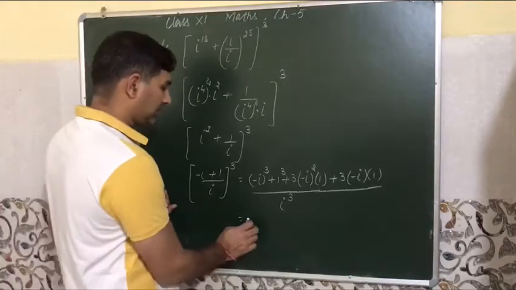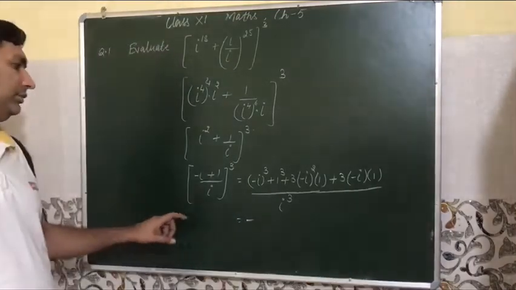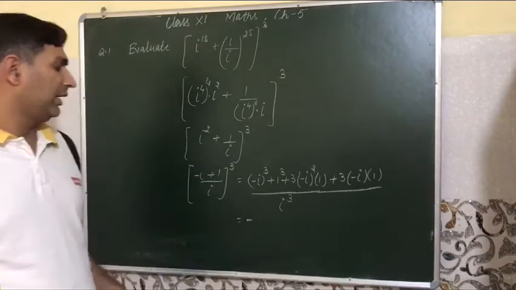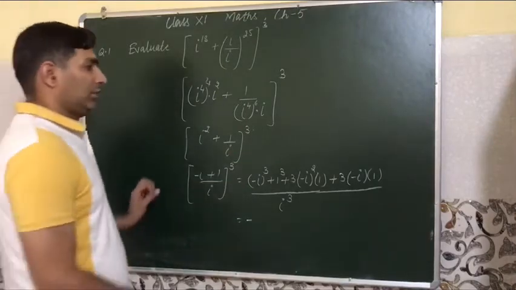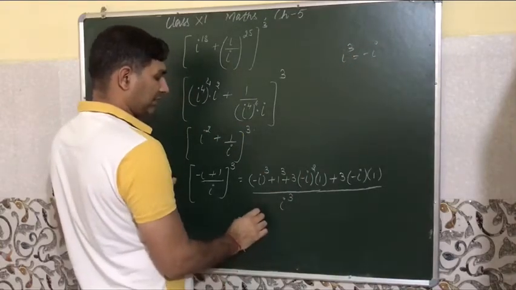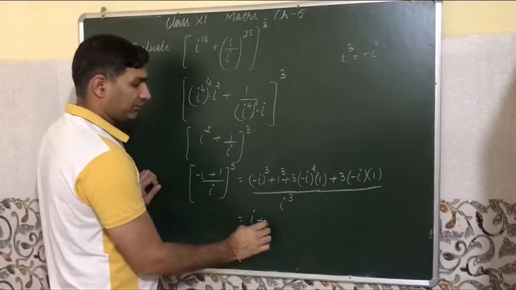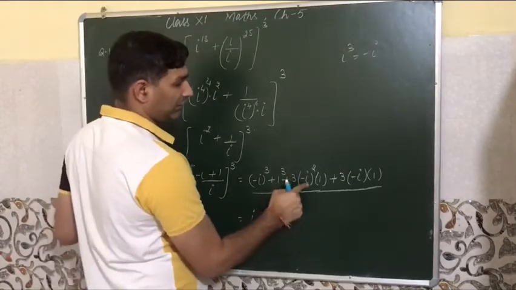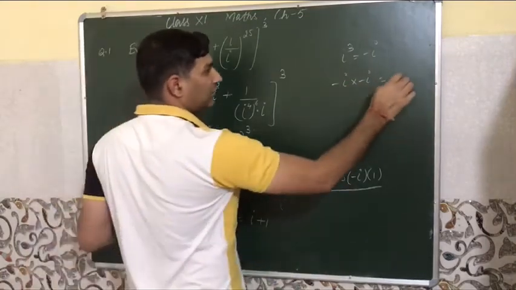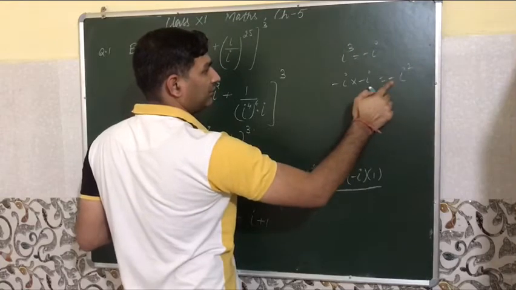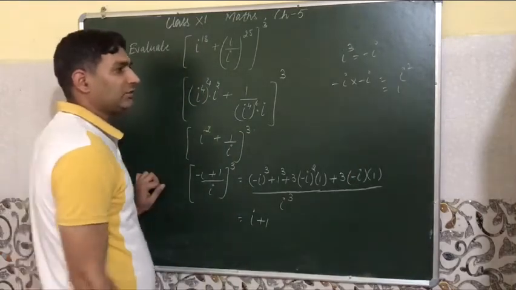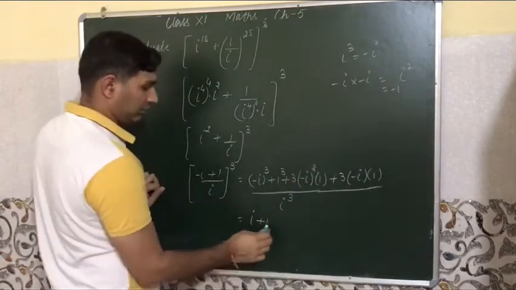Minus iota cube has a minus, so that comes. The minus multiplied 3 times gives minus, and then iota square. The value of iota cube is minus iota, so altogether we get plus iota. This value is 1, and this value is iota square minus iota into minus iota. Iota square is equal to minus 1, and minus minus becomes plus, so plus iota square is minus 1, and the whole term is minus 1.